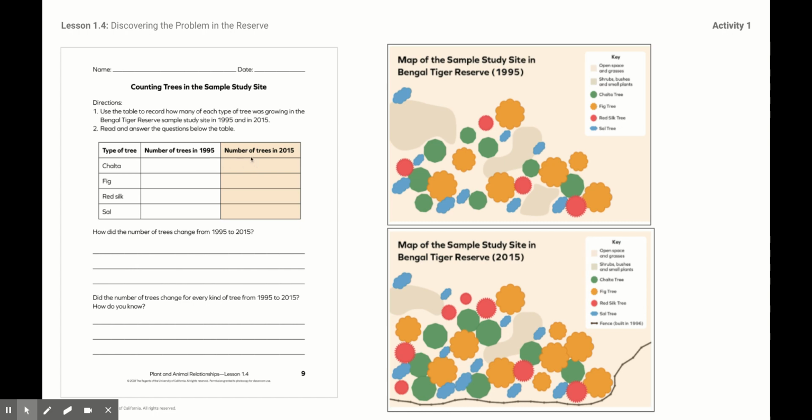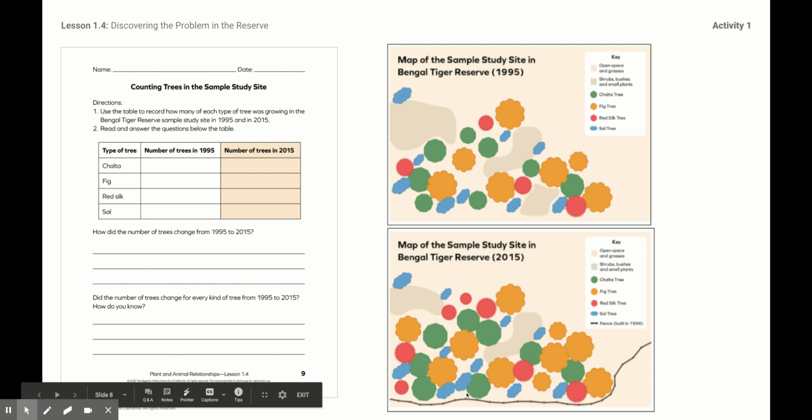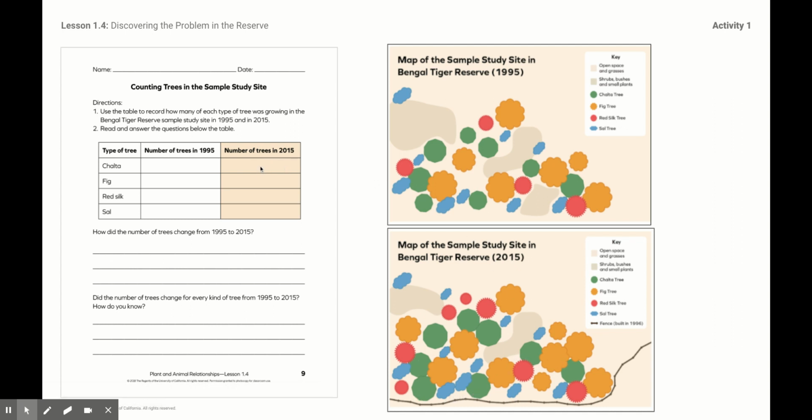And now I'm going to look at the number of Chalta trees in 2015. So I have to look at this map down here. And remember, the Chalta trees are the green symbols. So let's count them. 1, 2, 3, 4, 5, 6, 7, 8. So there are 8 Chalta trees in the Bengal Tiger Reserve in 2015.